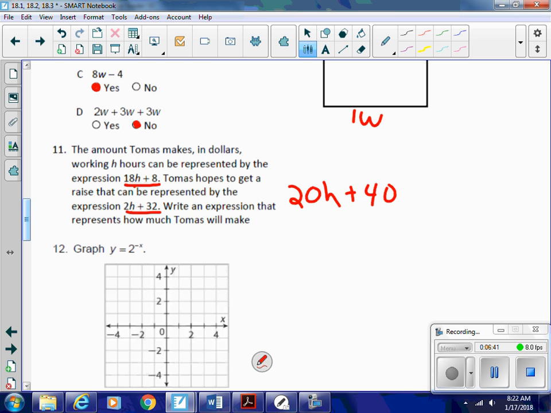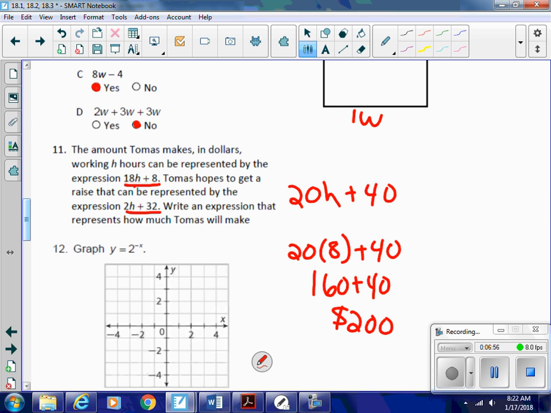And I think I've got something cut off here. We've got to find out, hey, how much is he going to make in 8 hours? So that's 20 times 8 plus 40. That's 160 plus 40, and he's going to make $200.